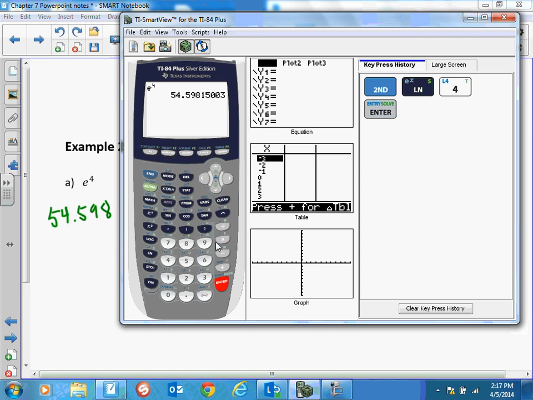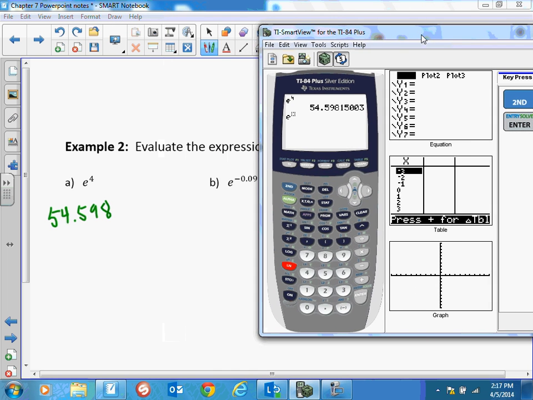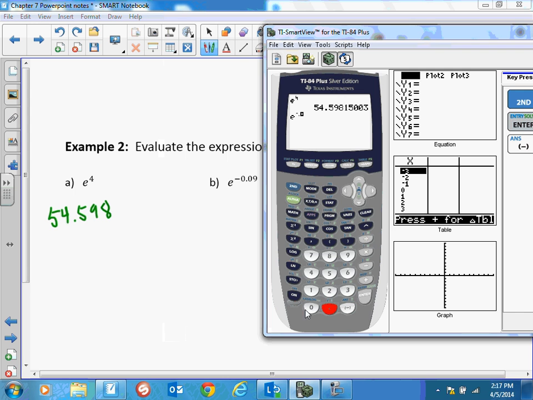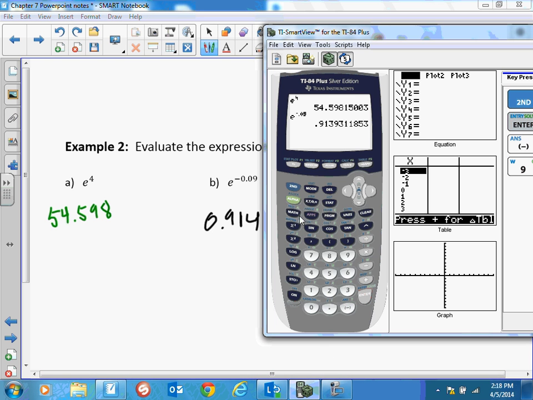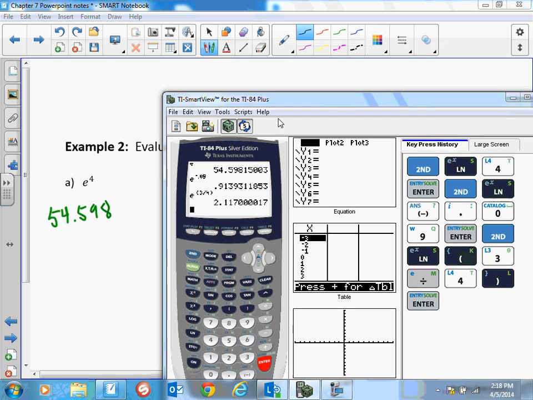The next one, we can do another one. Just say second e. What was this one? Negative 0.09. And you get 0.914 because you got to round it because of that 9 behind it. And the last one, you can do the same thing. So it's second e. Now, since this is a fraction, you just want to be careful. Put parentheses 3 divided by 4. And you get 2.117.